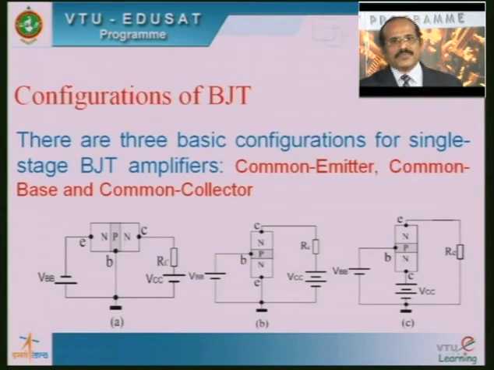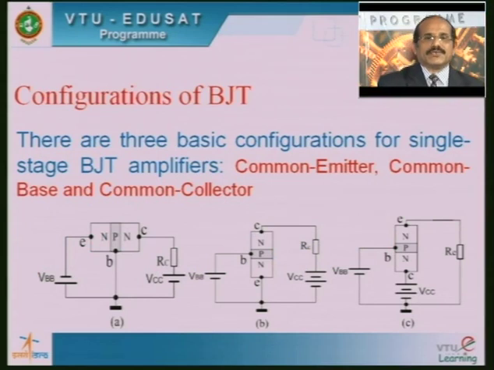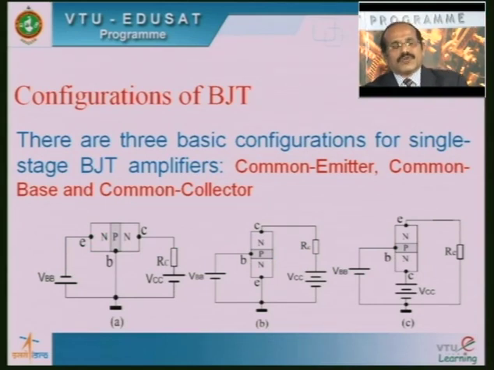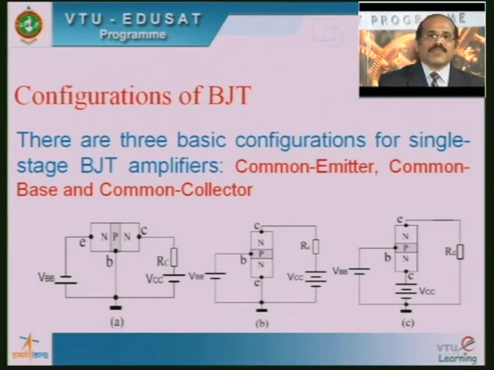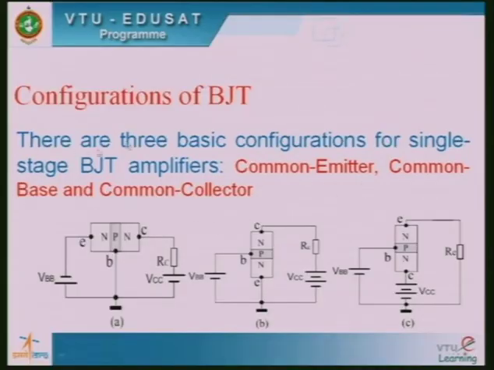Now, let us see some configurations of the bipolar junction transistor. As you know, two port networks have two input ports and two output ports. However, the bipolar junction transistor has three terminals. In order to fit this bipolar junction transistor into the two port network, one terminal has to be made common. Therefore, that is why it results in three configurations of the bipolar junction transistor.